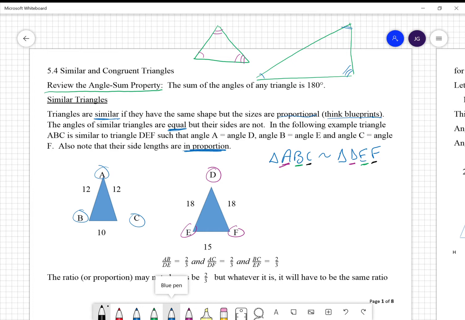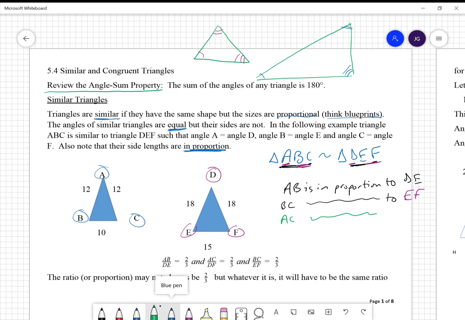That also tells me that AB is in proportion to DE. Again, order: AB, DE. BC is in proportion to EF. And then the last one, AC is in proportion to DF.